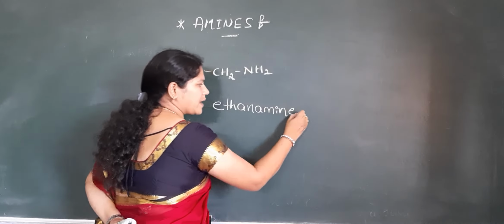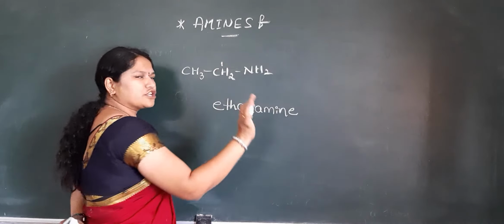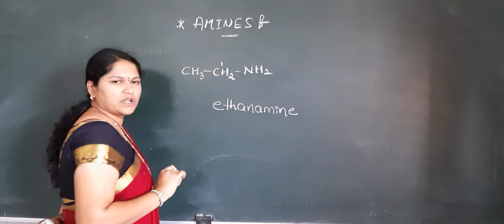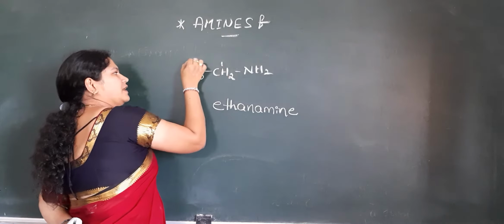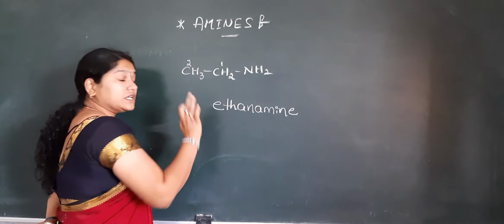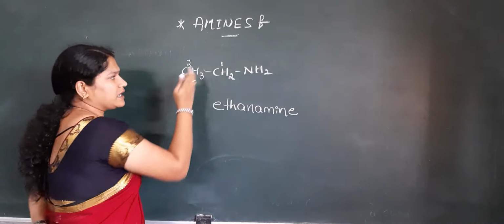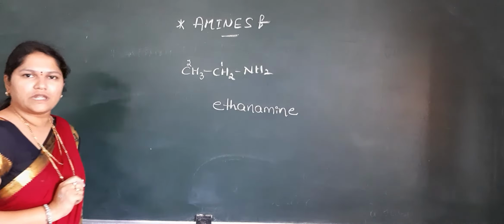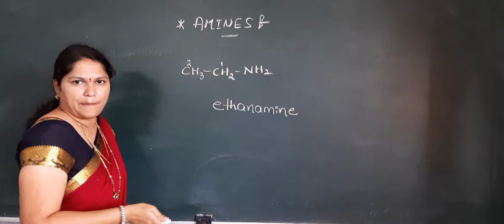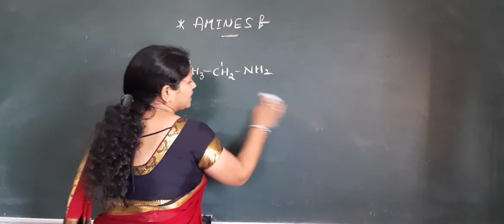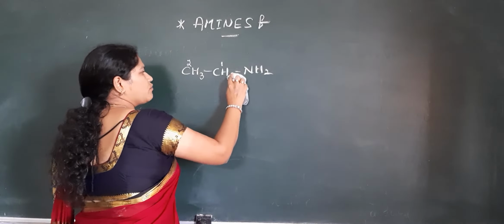Since it is understood, there is no need to write the position of the amine. We have to number in such a manner that the functional group gets the least number. So we numbered from this side. Therefore the name becomes ethanamine. Clear?